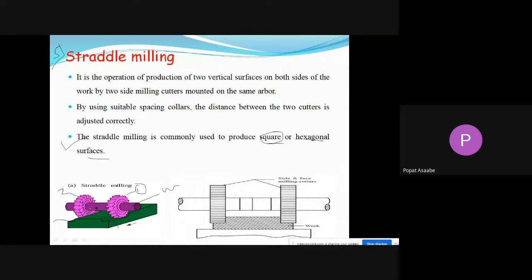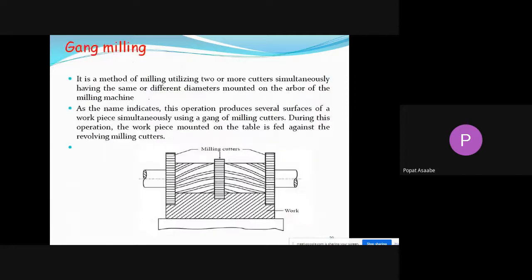And another point is, to perform the straddle milling, we are using the side milling cutter. To perform the straddle milling, it is necessary to use the side milling cutter. Now, what is meant by the side milling cutter? I will show you.